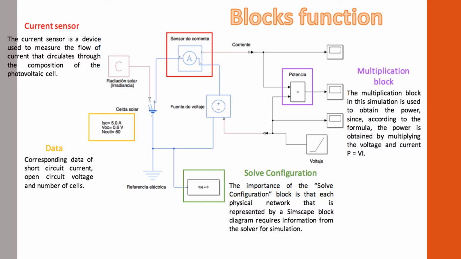The next block is the solver configuration. The importance of the solver configuration block is that each physical network that is represented by a Simscape block diagram requires information about the solver for the simulation. This block specifies the solver parameters that your model needs before the simulation can begin. The next block is the multiplication. The multiplication block is used to obtain the power, since according to the formula, the power is obtained by multiplying the voltage and current.